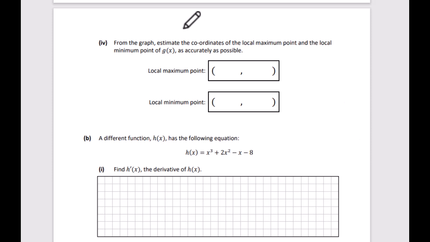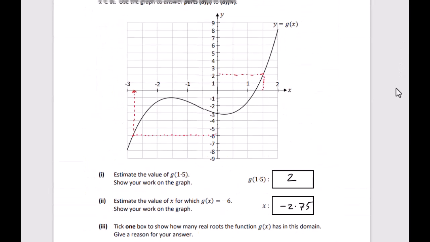From the graph, estimate the coordinates of the local maximum point and the local minimum point of g of x as accurately as possible. So the local maximum, the local minimum. Well, this is the local maximum here. This is the local minimum down here. So let's see, where are we? I'm going to go from here. It's a little bit to the left of that line, so I might just come up along here. That'll give me my x value. And here I'm going to look at about there for my x value.